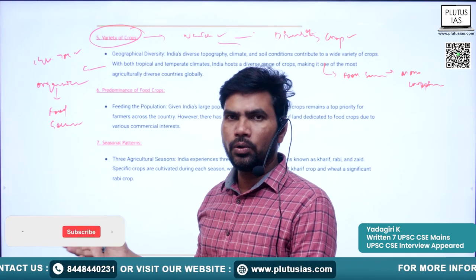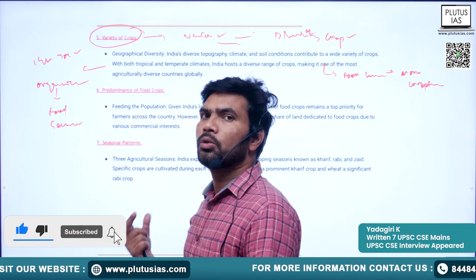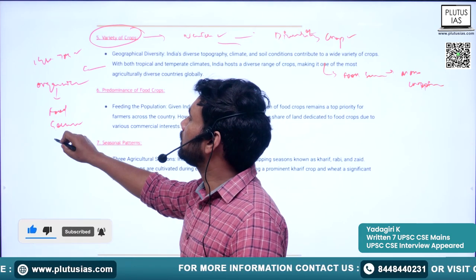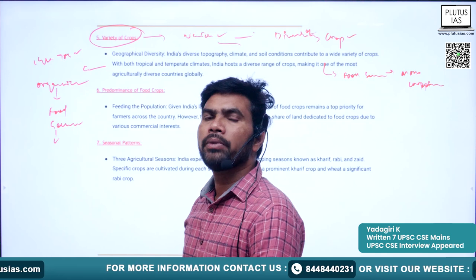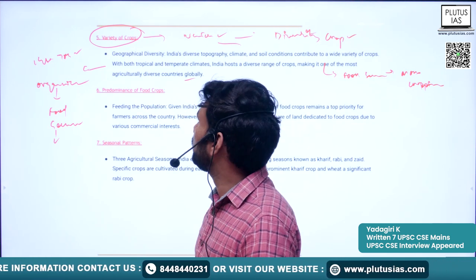M.S. Swaminathan also, you know. We can say he's the father of the Green Revolution. Because of his work, we could achieve self-sufficiency in food grains. But there are also some adverse impacts of the Green Revolution.